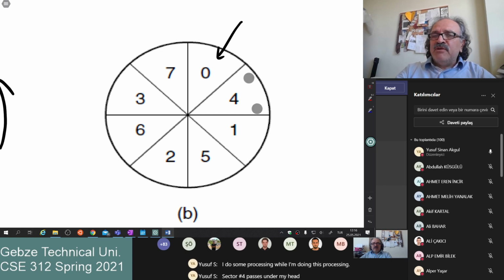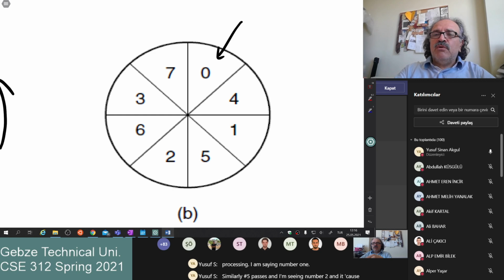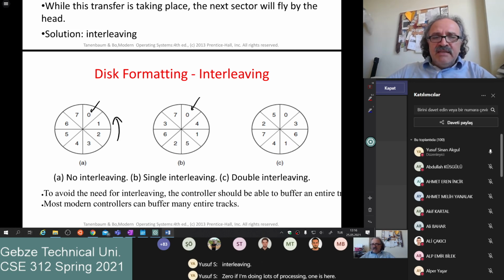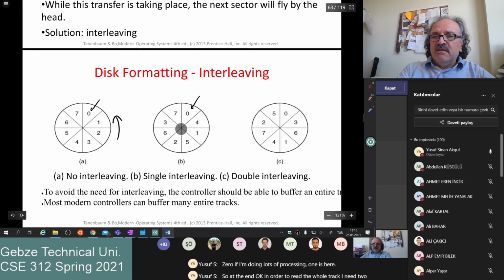When I am done with the processing, now I am seeing number 1. And similarly, number 5 passes and I am seeing number 2. And it goes that way. So this is called interleaving. This is interleaving by 1, single interleaving, and this is double interleaving. If I am doing lots of processing, 1 is here. So at the end, in order to read the whole track, I need 2 rotations of the disk.